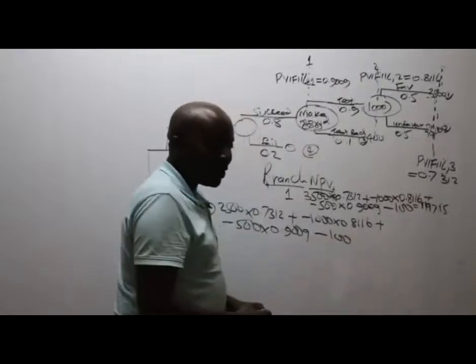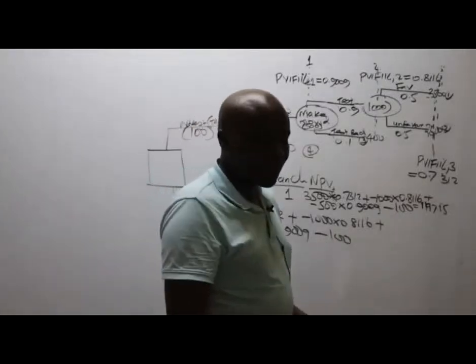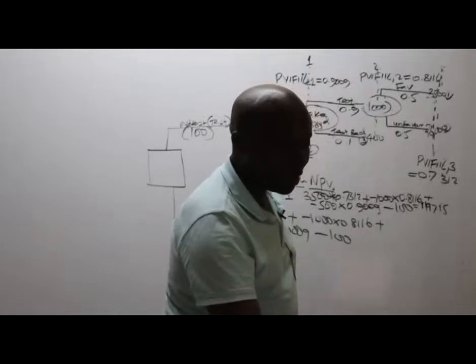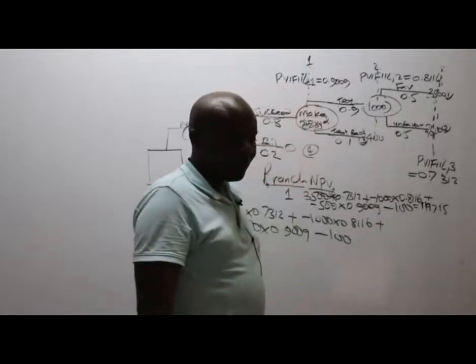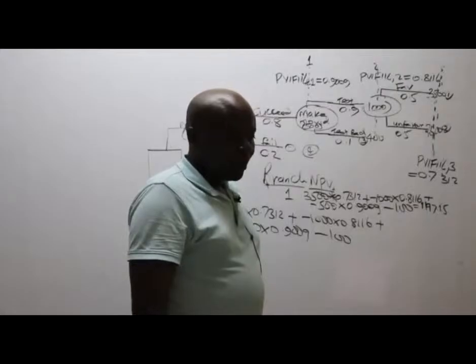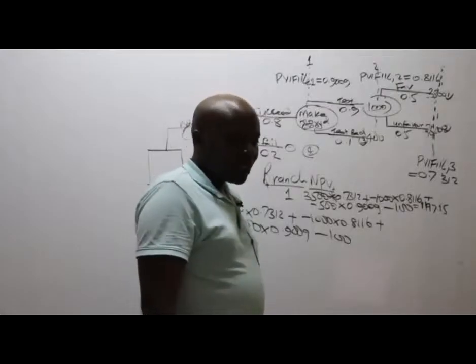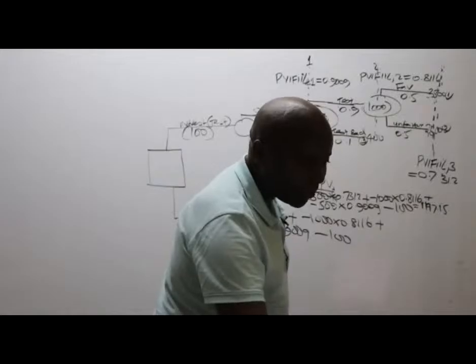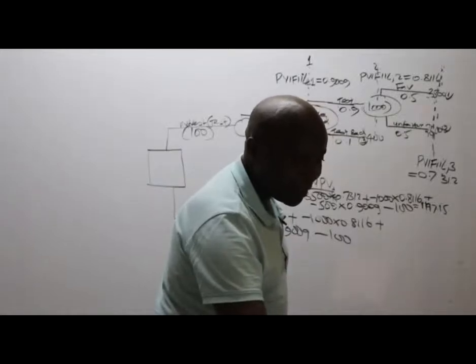So minus 100 is today's cash flow. We don't discount it. We don't discount this really. So what are we getting there, somebody?